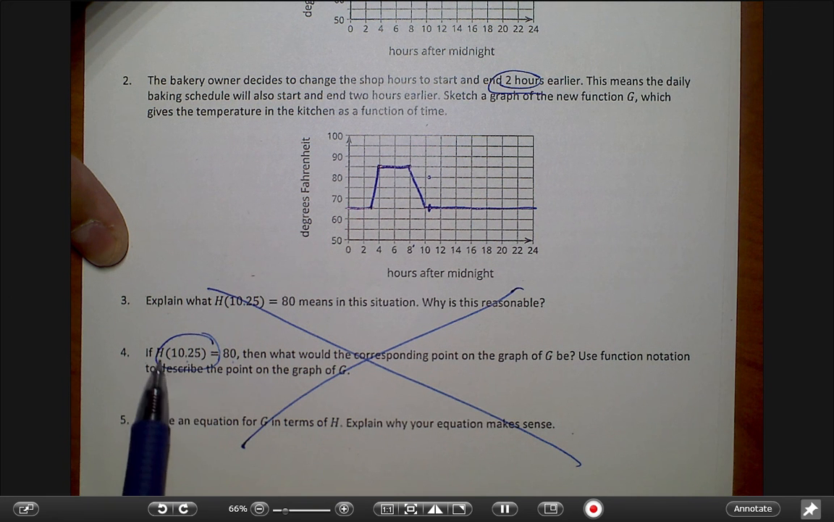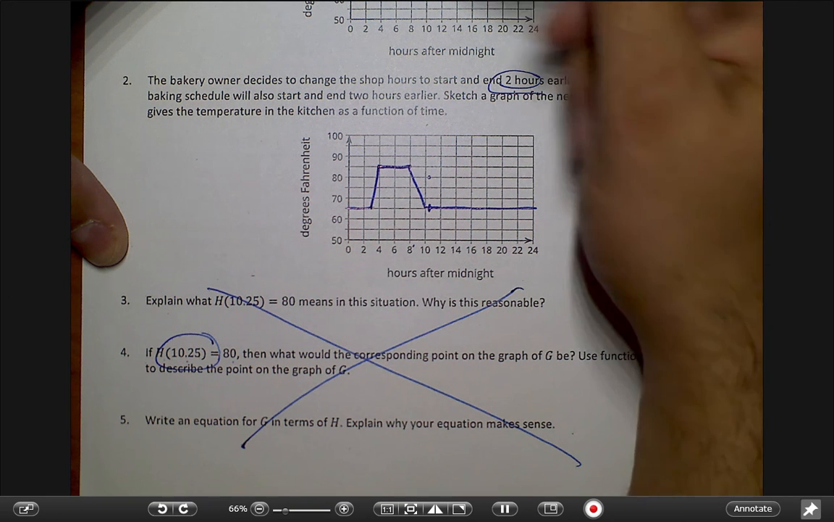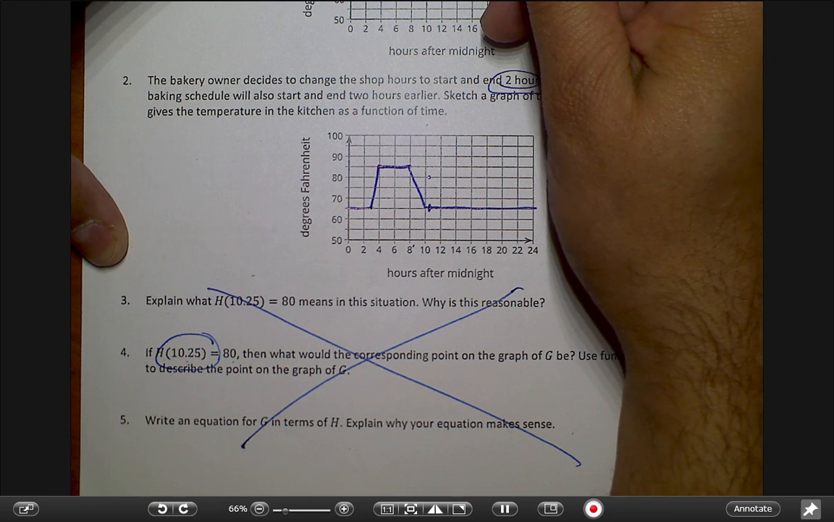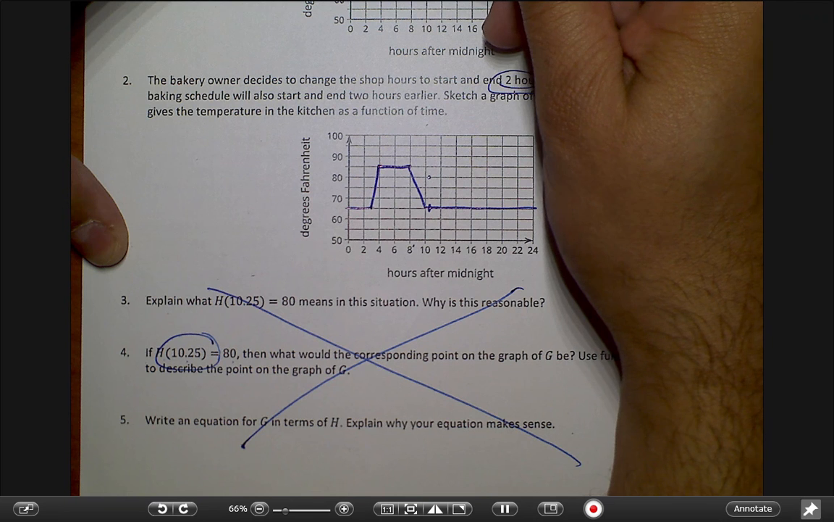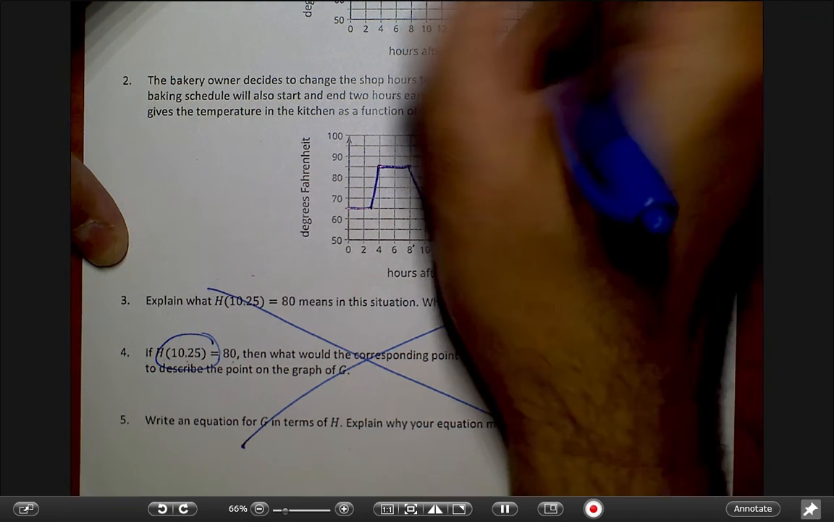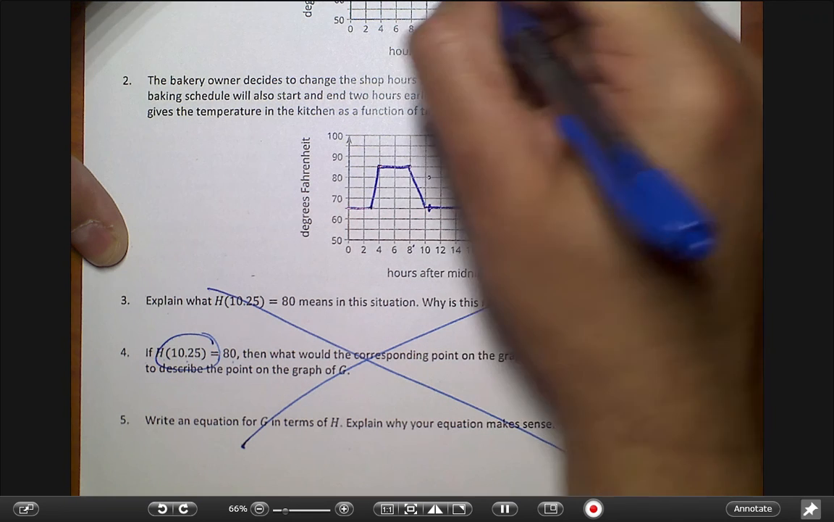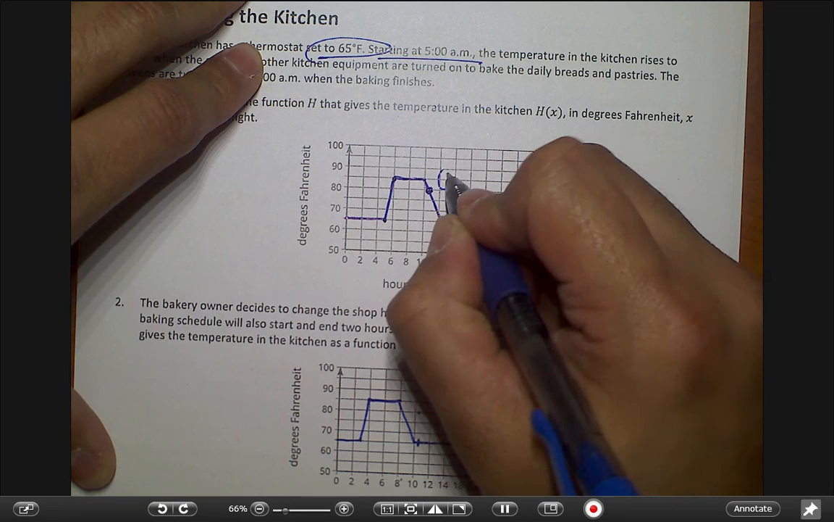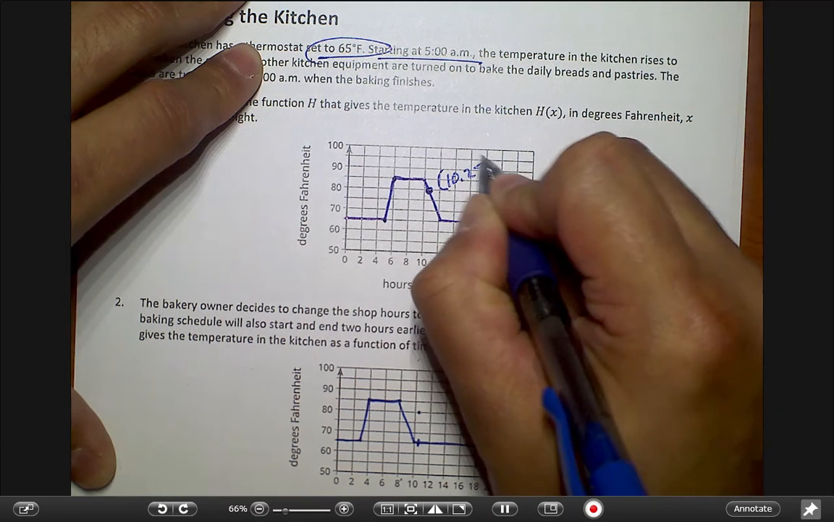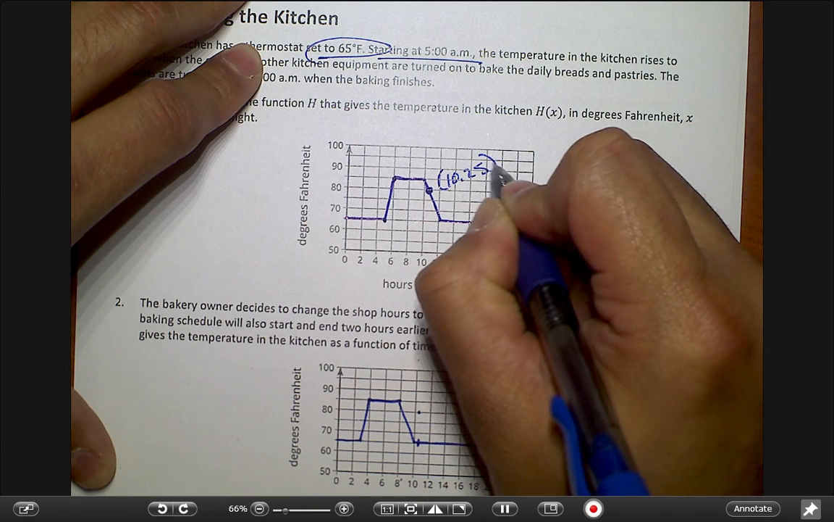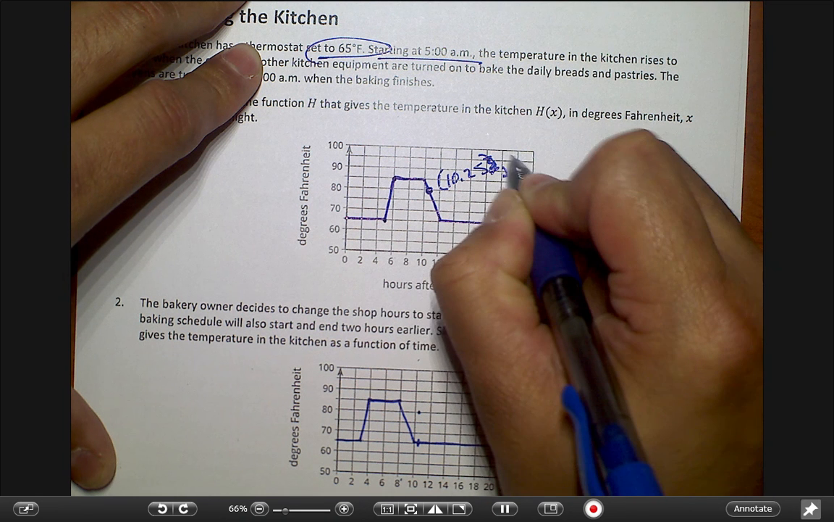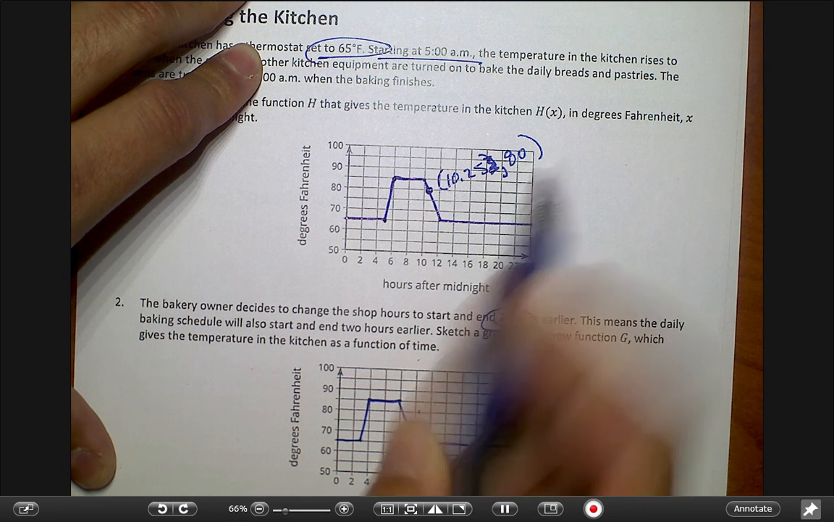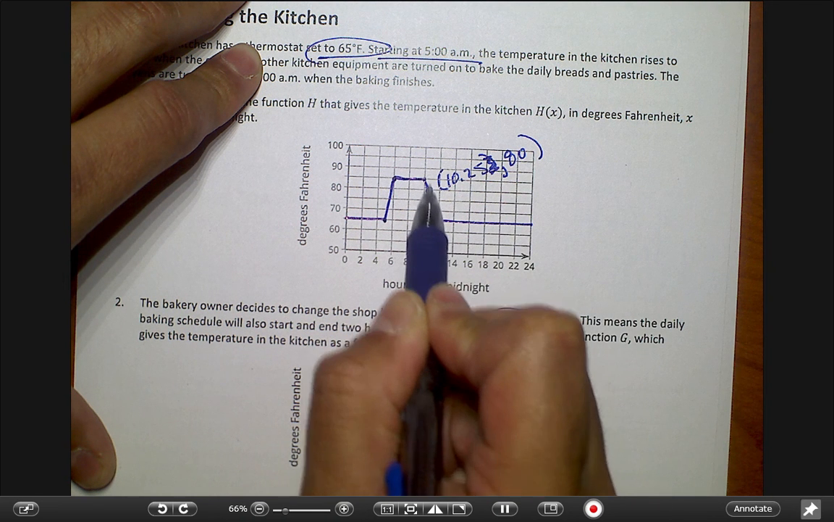So it says h is 80 right here. There's my point. All right, so this is my point, 10.25, comma, 80. So there's my point. It goes right through there.